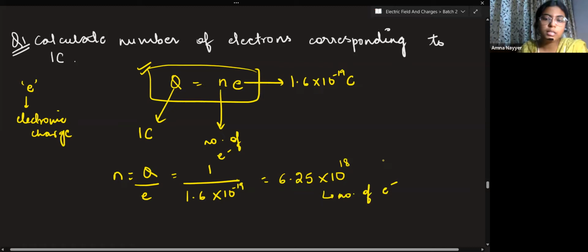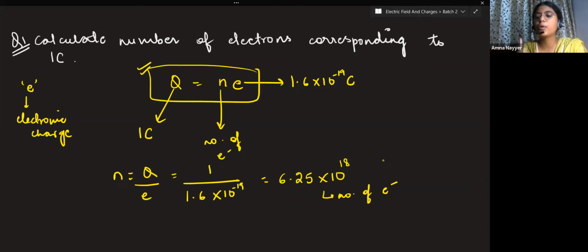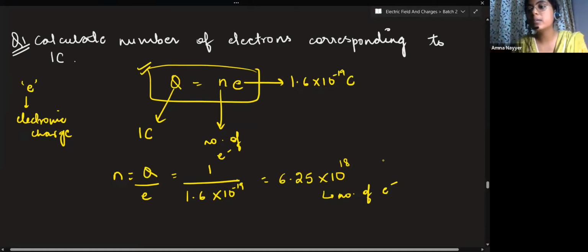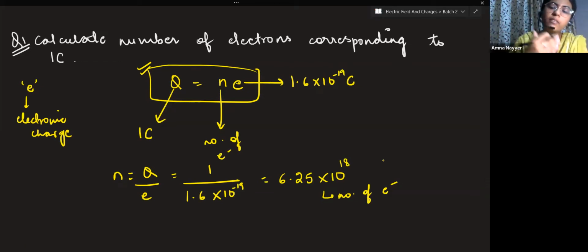So just remember this value as well, 6.25 into 10 to the power 18, because many times in questions it comes as 1 divided by 1.6 into 10 to the power minus 19. Instead of wasting your time dividing, just remember this value, only for 1 coulomb, not for 2 coulomb or 3 coulomb. For 1 electron, remember 1.6 into 10 to the power minus 19, and for 1 coulomb, remember 6.25 into 10 to the power 18 electrons. This will ease your calculation. Those who have not written, just quickly write it down. For others, I am giving you one more question. Last question we'll do, then we'll begin with Coulomb's law.